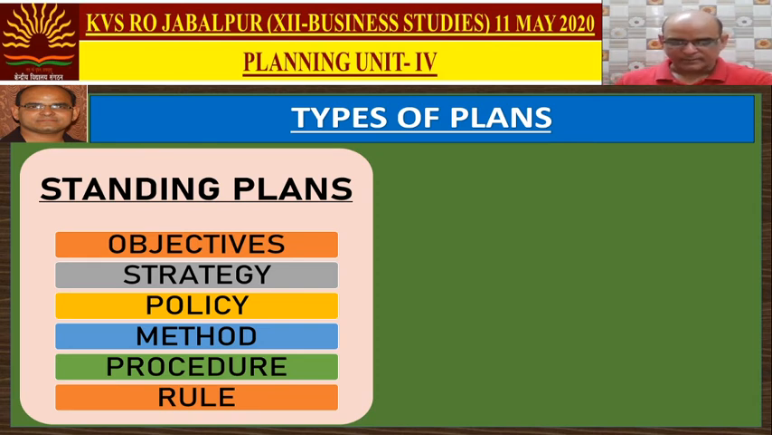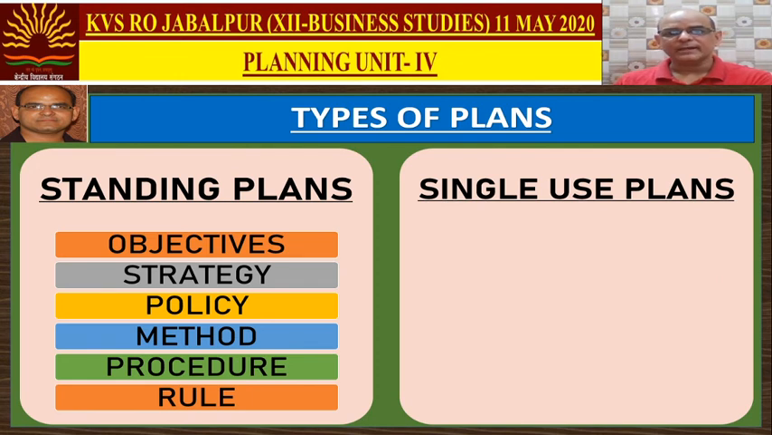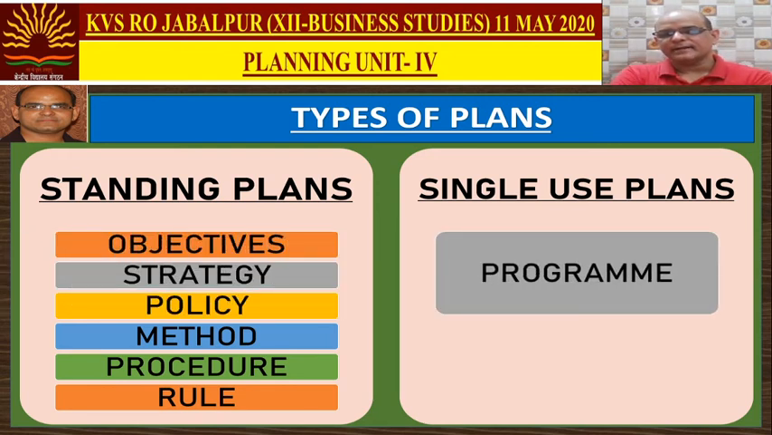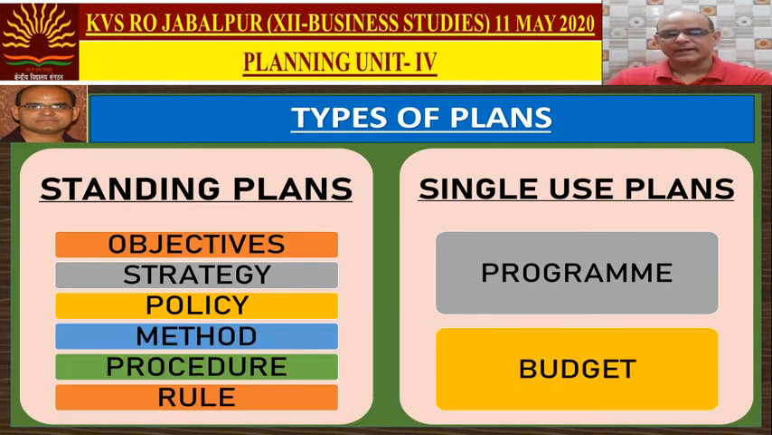And now we are going to discuss two single-use plans. The first very important single-use plan is program, and the second very important single-use plan is budget. You can easily imagine that a budget can be used once only. For every accounting year we need to prepare a separate budget. Once a budget is used, it cannot be used again in the same form for the next year. We will have to change it.